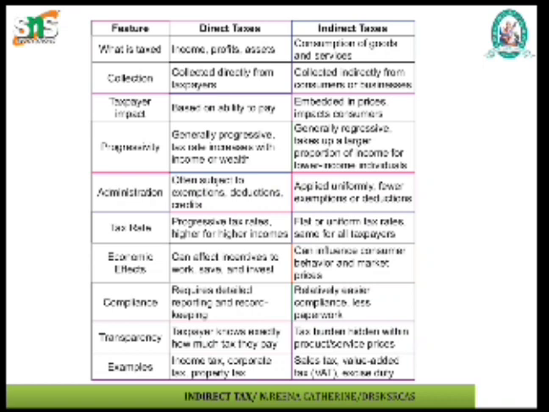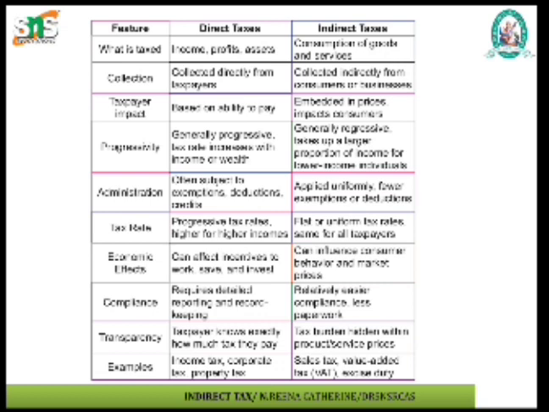Next one is transparency. In direct tax, taxpayers know exactly how much tax they pay. In indirect tax, the tax burden is hidden within product or service prices. Then the last one is examples. For direct tax: income tax, corporate tax and property tax. In indirect tax: sales tax, value added tax and excise duty.